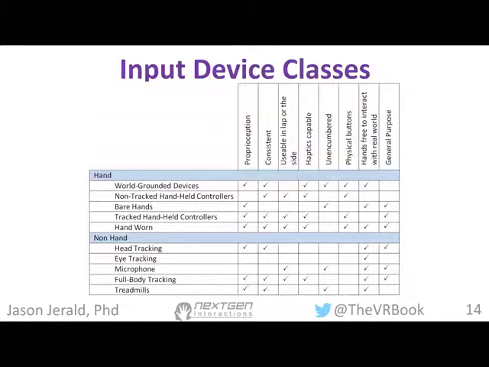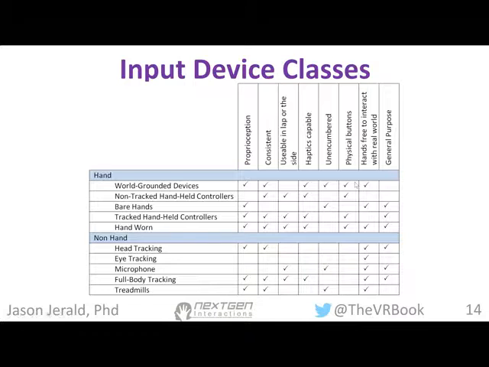Now, with all those crazy devices, there are ways to think about interacting with the world. Here I divide them into hand interactions or hand input devices and non-hand input devices. Things like the treadmill are down at the bottom, right? You can do things that have that sense of proprioception, which is the sense of where your body parts are located. And it has these other capabilities.